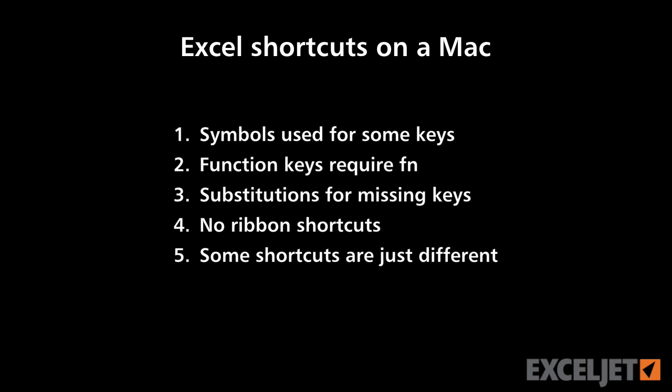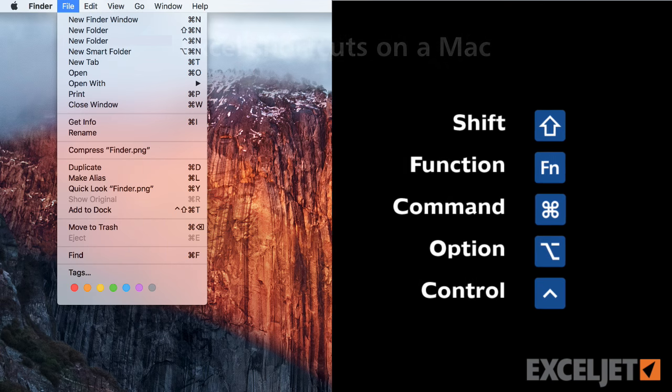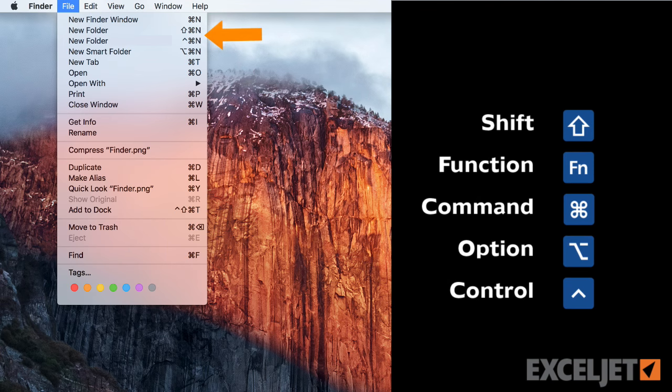First, many shortcuts on the Mac are abbreviated with symbols. Here's a list of those symbols and the keys they represent. On a Mac, you'll see these symbols in menus across all applications, so they're not specific to Excel.